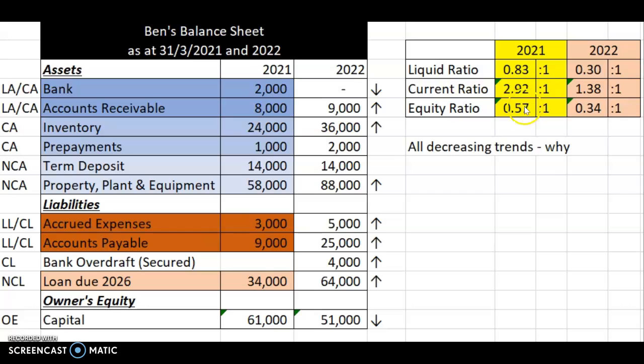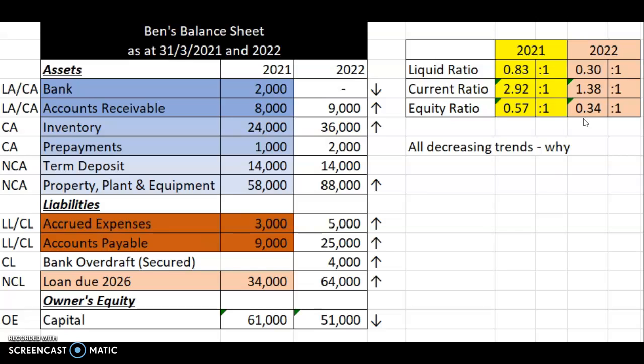The other issue, you can see the equity ratio is 0.34 to 1, which means for every dollar of assets, the owners financed 34 cents in 2022. That means that the banks are reluctant to loan any more money to Ben. They will put restrictions on him borrowing more, and probably a higher interest rate. So there are issues here.